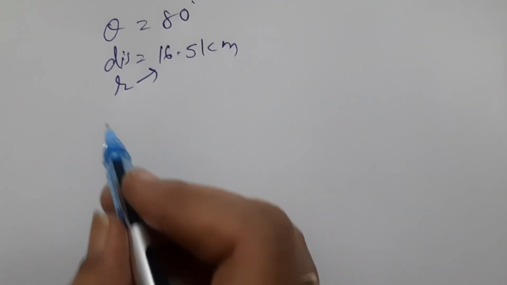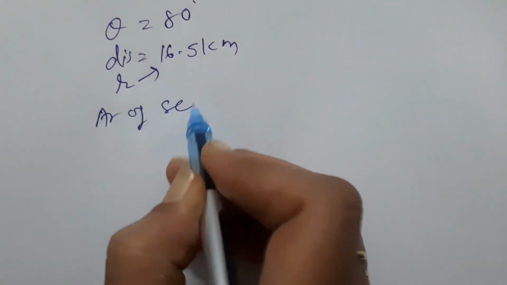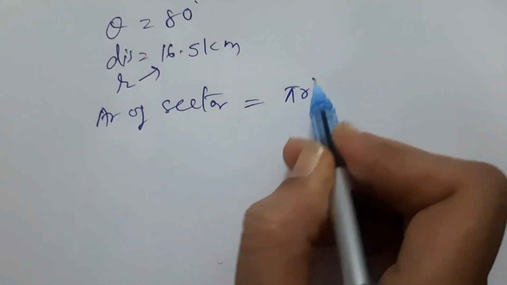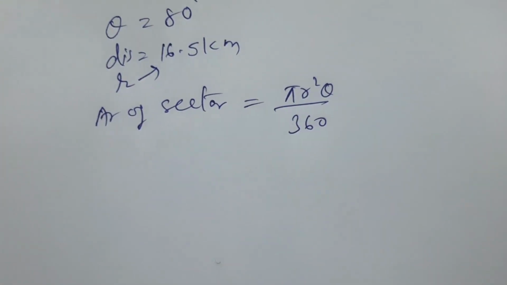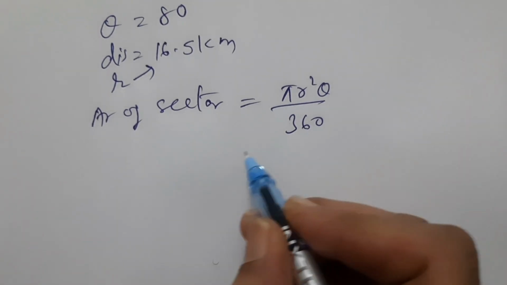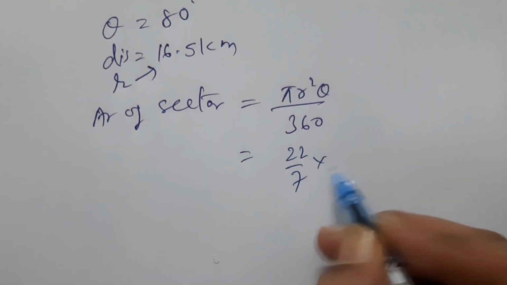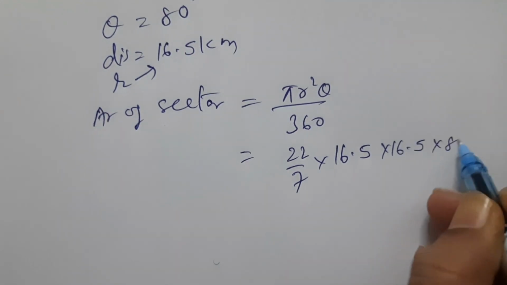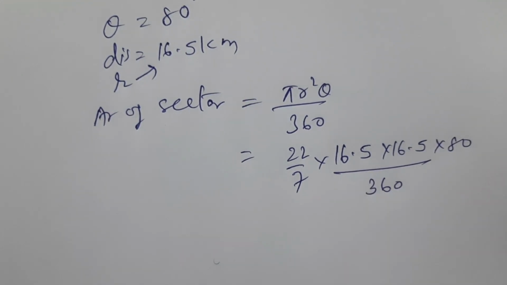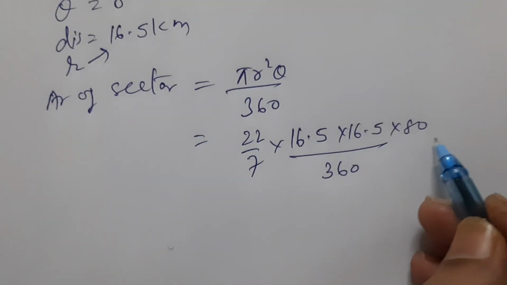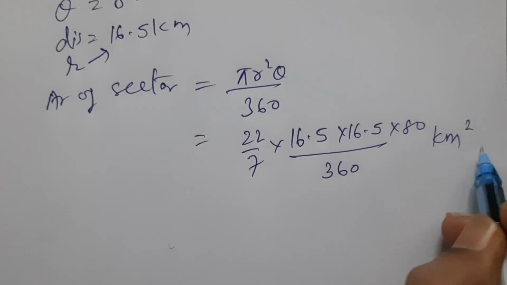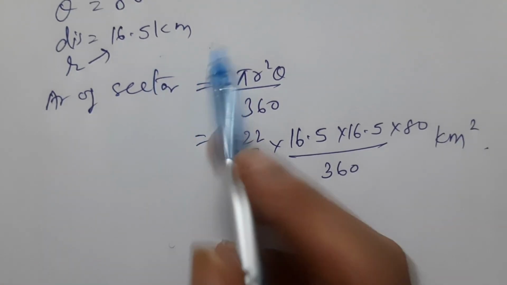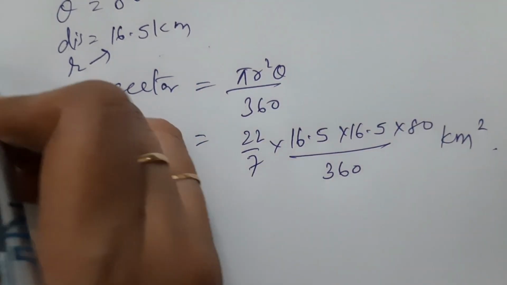So again we need to find area of sector. Area of sector is pi r square theta upon 360. Now put all the values: 22 by 7, radius is 16.5, theta is 80 upon 360. Now again calculate all. So we are going to get the answer in kilometer square, as the radius was given in kilometer. So this was the 12th question.